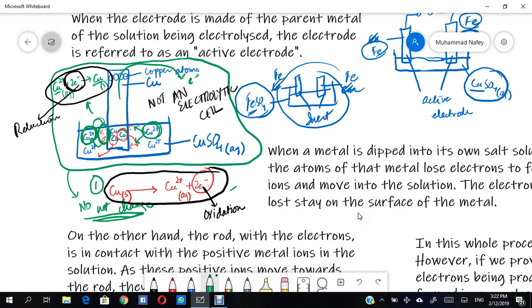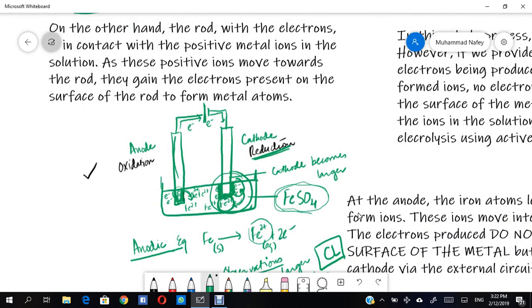But if we can somehow provide an outlet for these electrons which were produced here, then there definitely would be a change. And how would this change be produced? How can we ensure an outlet for these electrons? That is done by connecting it to an external circuit, as we did here. We were electrolyzing iron sulfate using iron electrodes. We put a battery, connected it with wires, and provided a complete circuit.